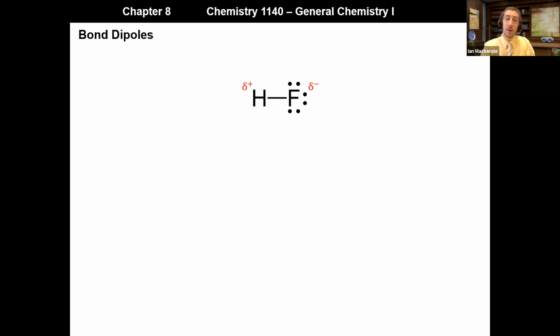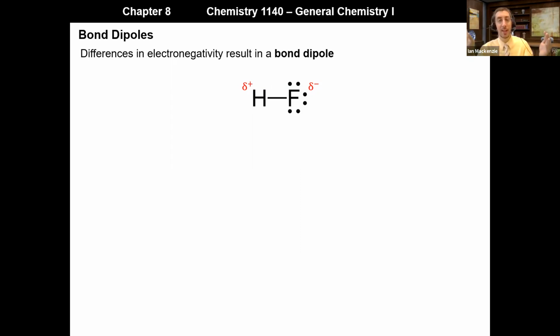But what results from the partial charges that we have in an unfairly shared bond is something known as a bond dipole. We refer to it as a dipole because we can think of it as sort of the two poles of a magnet. In this bond, we have a partially negative end and a positive end. One element is partially negative, one element is partially positive, and we think of those as being two opposite poles. And so there's the bond dipole.